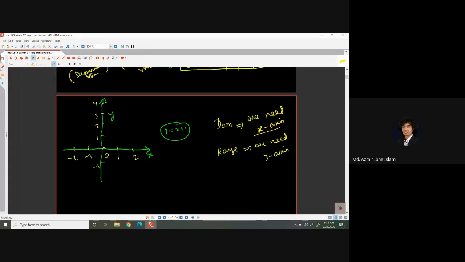So for the domain, we need one axis or one dimension. For the range, we need another dimension. So that means we need actually a two-dimensional surface.